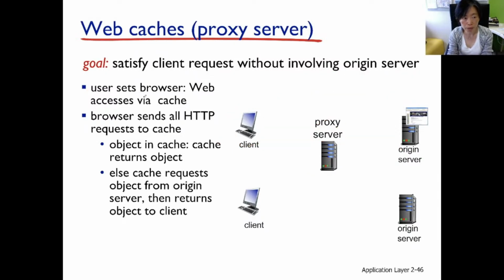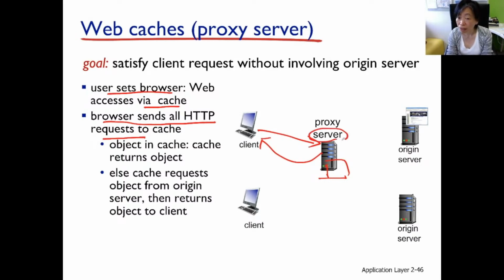And this is done by keeping a copy of the object somewhere in the middle at the proxy server. So the way it works is this. Users will set the browser such that for all web access, we go through the web cache. Subsequently, the browsers will send all HTTP requests to the web cache. If the object, the page we're looking for, is already in the cache, the proxy server sends the object back.